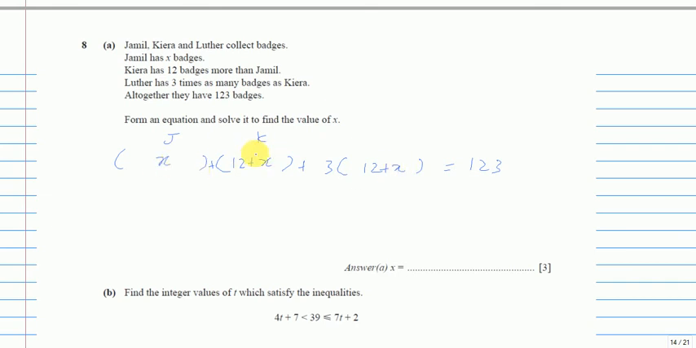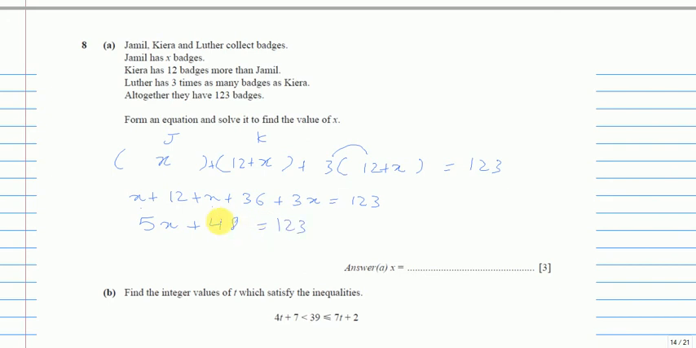X plus, first let me open the bracket here: X plus 12 plus X plus 3 times 12, which is 36, plus 3 times X, which is 3X, equals 123. Now I add the X's: X plus another X is 2X, and plus 3X is 5X. So it's 5X plus 12 plus 36 is 48, equals 123.